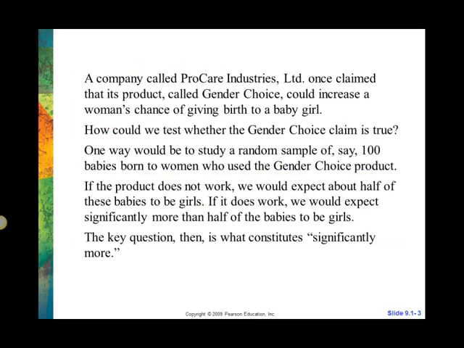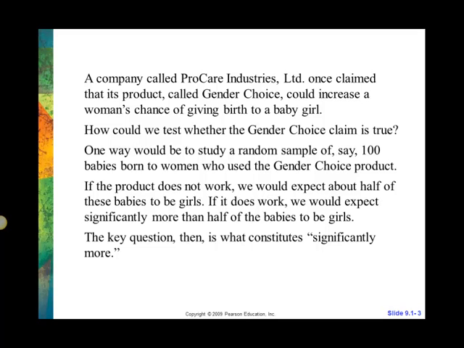Here's an example. We have a company called ProCare, and they have a product called Gender Choice. It's a product that you can take if you want to have a girl or a boy. They gave it to 100 parents and looked at the children, and they assumed they should get about 50-50 for boys and girls. But if it works, they should get significantly more girls than boys.